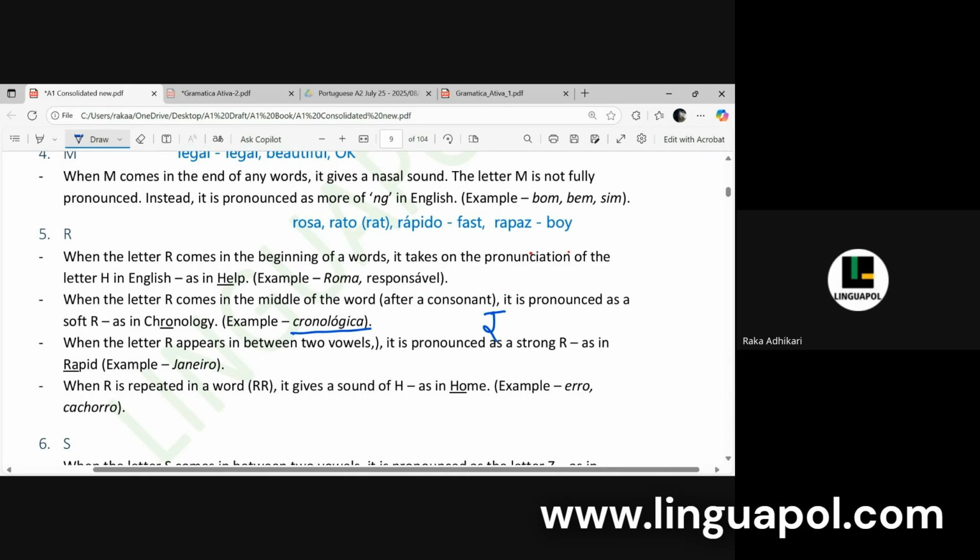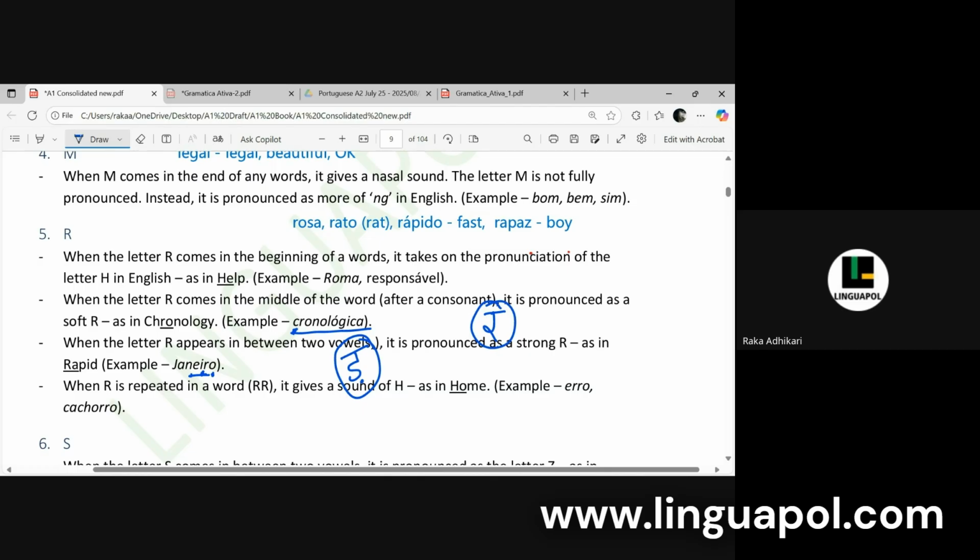Whereas if the letter R comes in between vowels, like this word, janeiro, then the sound is kind of like this. It's a stronger R. Janeiro. In cronológica, it is coming after a consonant. It is coming immediately after C. C is a consonant. So the sound is very soft. Cronológica. So here the sound is like R. But here the letter R is coming between two vowels, I and O. So the sound is more strong. Janeiro.